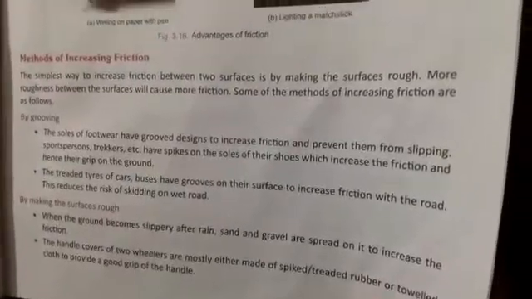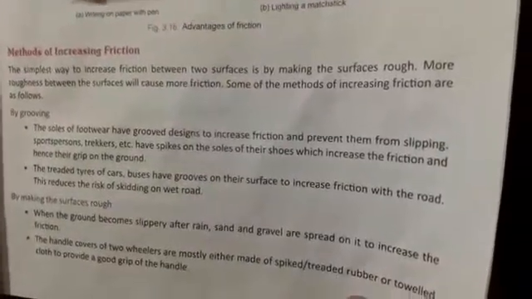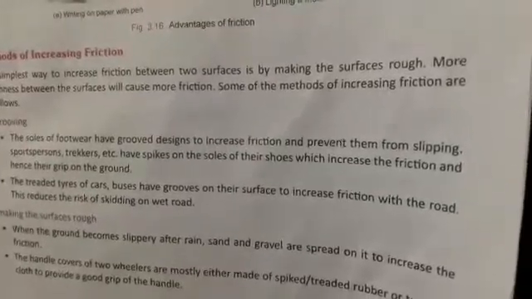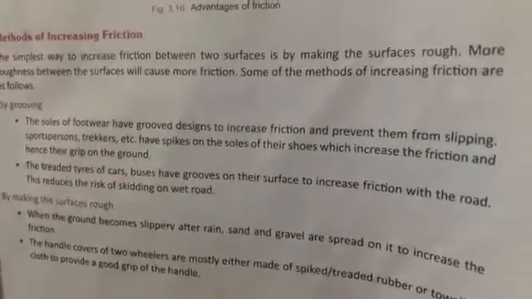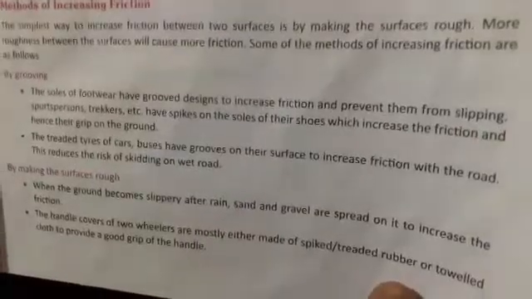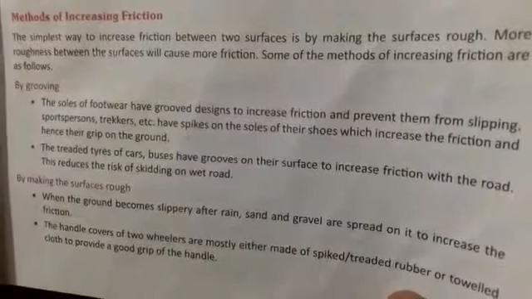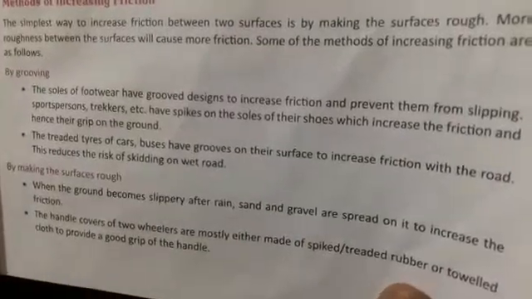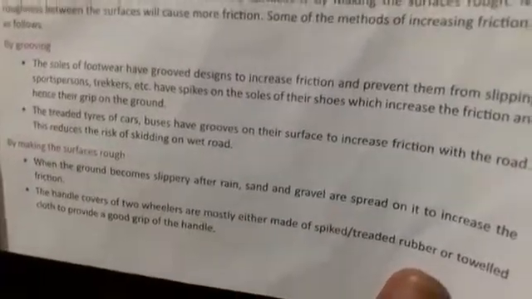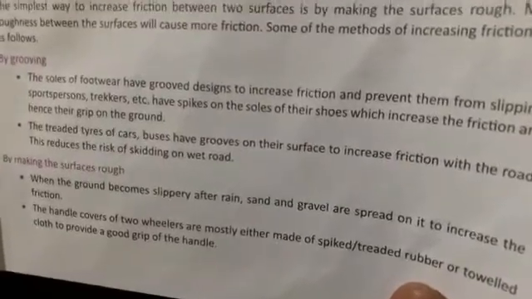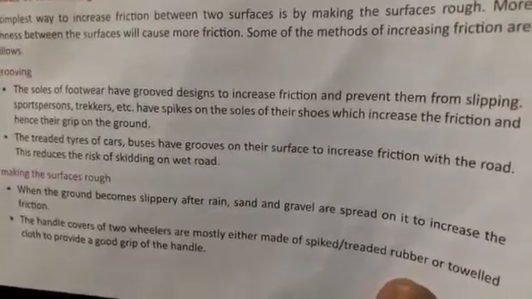Sportspersons, trekkers, etc., have spikes on the soles of their shoes, which increase the friction and hence their grip on the ground. Second point is the treaded tires of cars and buses, which have grooves on their surface to increase friction with the road. This reduces the risk of skidding on wet roads.